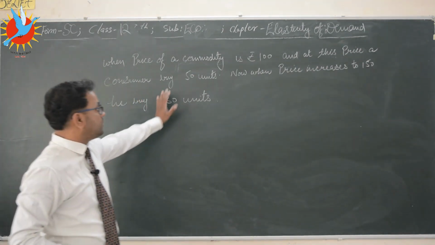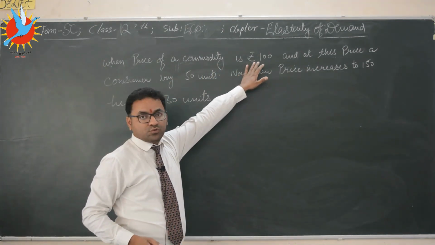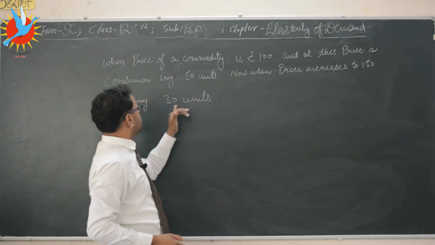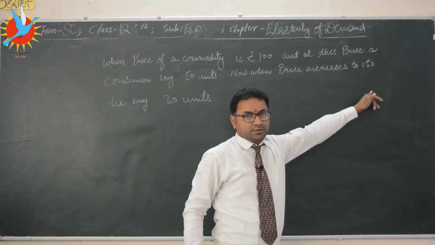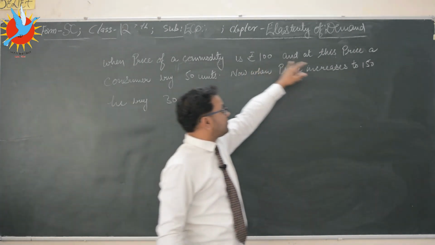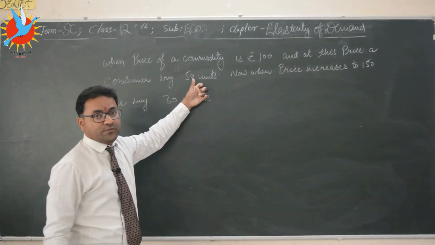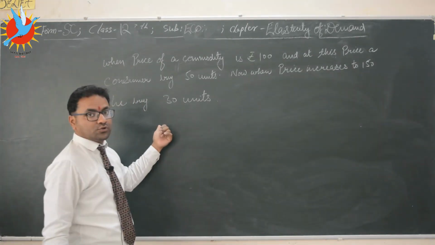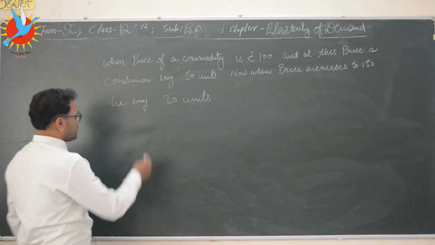See, the initial price was rupees 100 and after the change the price is 150, meaning the price has increased, so automatically its demand must decrease. So when the price was 100, the consumer demanded 50 units. When the price increases, his demand decreases to 30 units. So let us see how this fundamental works.